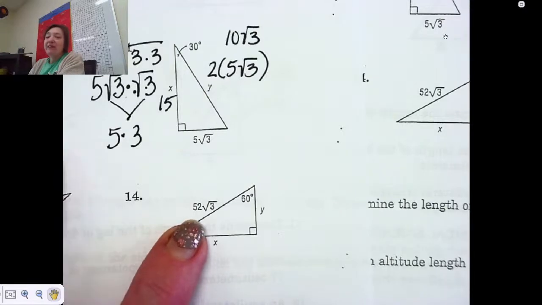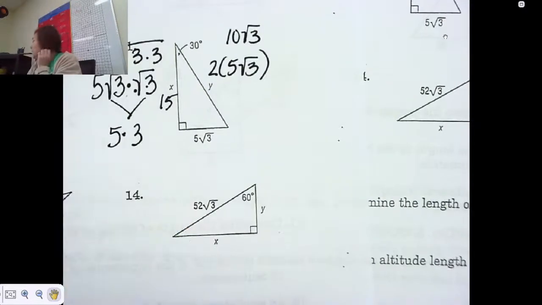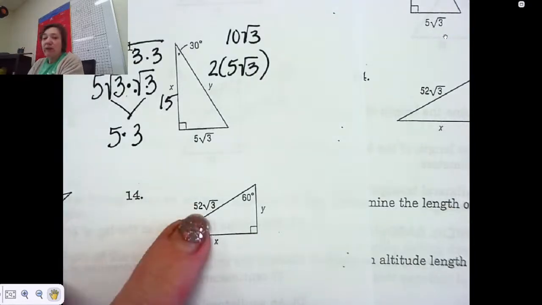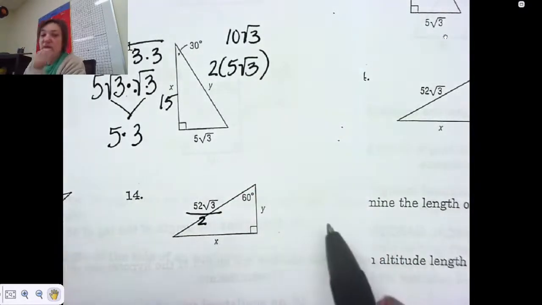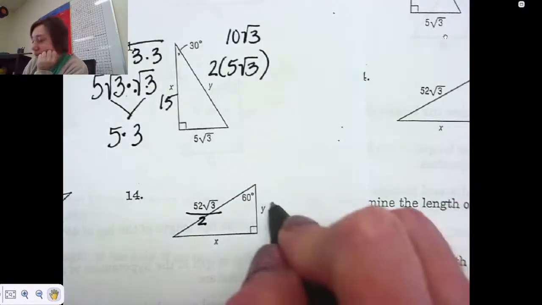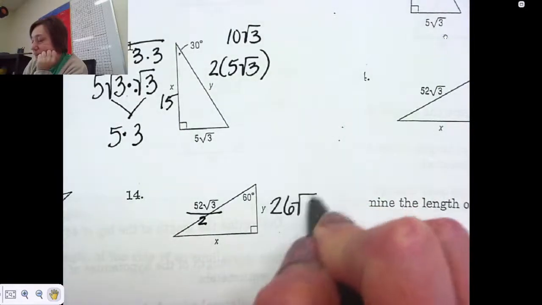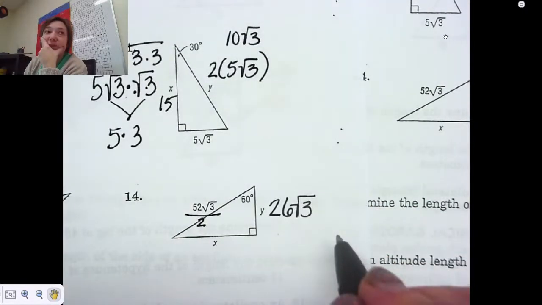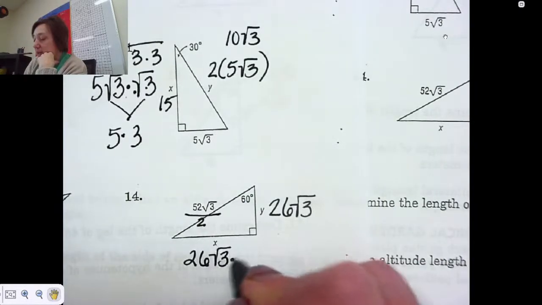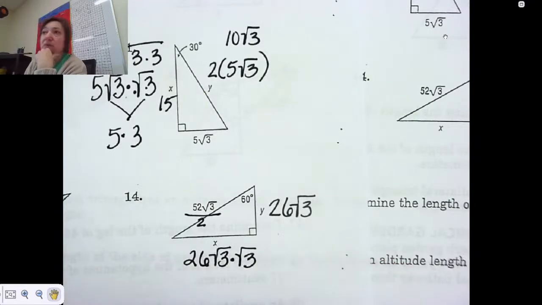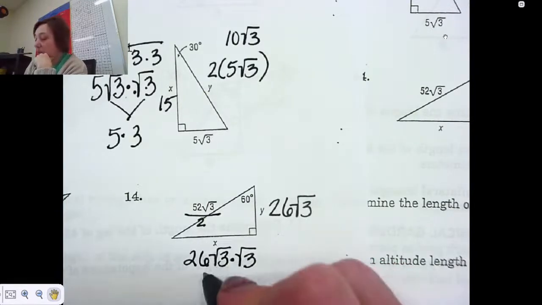Okay, so what do we do with this? We're going to do this in class tomorrow, okay? You don't have to worry about it for homework. What do we do with this? Divide by 2. So what does that give us when we divide by 2? So our short side is 26 square roots of 3, right? And then our long side will be 26 square roots of 3 times the square root of 3. Well, what does that wind up giving us?